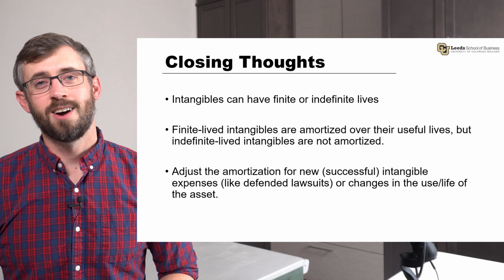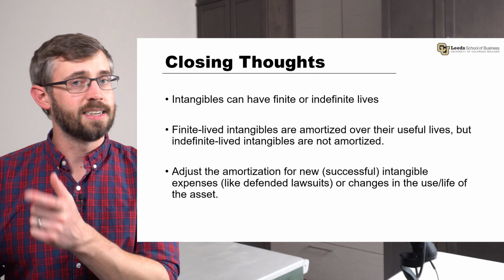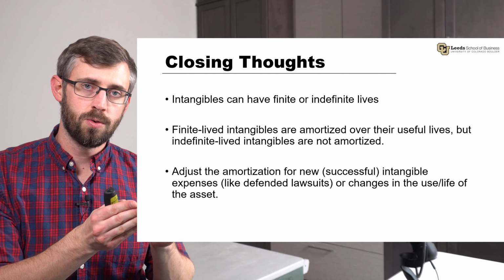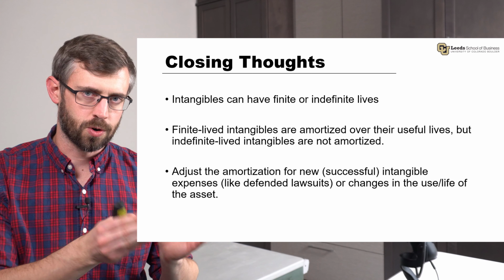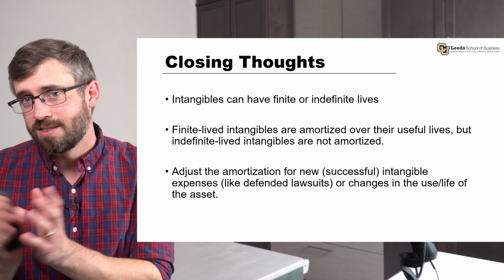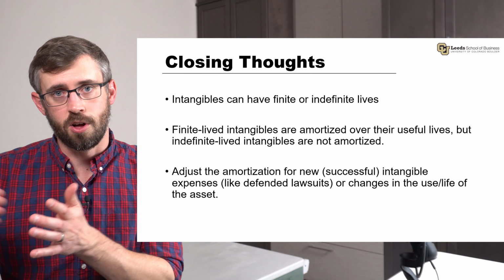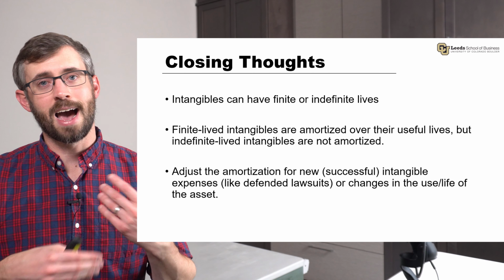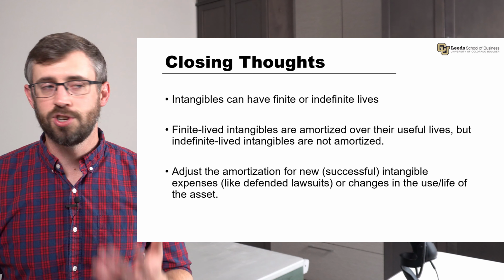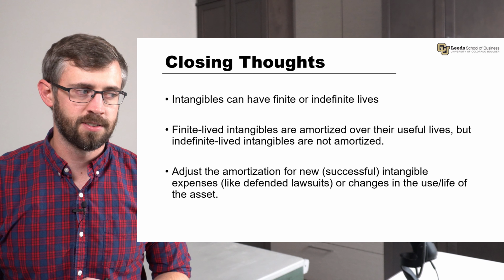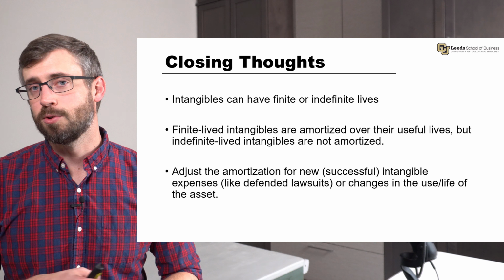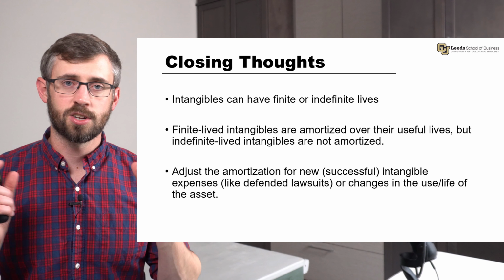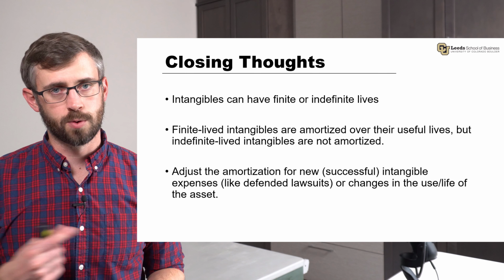So closing thoughts, our intangibles have either finite or indefinite lives, depending on whether we know how long it will last, or we're pretty sure how long it will last, versus we just expect to continue using it as long as we can foresee. Finite lived intangibles are going to get amortized so that we allocate the cost over their revenue generating periods or over their useful lives. But the indefinite lived intangibles will not get amortized. We are just going to test those for impairment, which we're going to see in class.